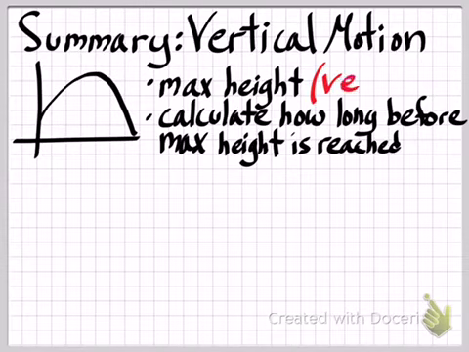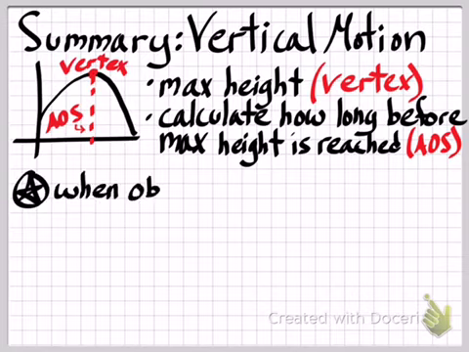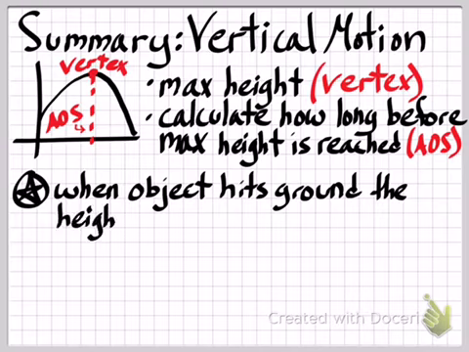The maximum height will be the vertex, and then how long will it take to reach the maximum height? Well, that will be the axis of symmetry. So over here on the graph, the vertex would be up there at the top, and then the axis of symmetry would be cutting it in half. So another major idea, when an object hits the ground, the height is going to be 0. That's something to keep in mind. Like in the first example with the pebble, we had to set the height equal to 0 in order to figure out at what time that happened. You're not always asked this question, but when you do, you make the height 0.